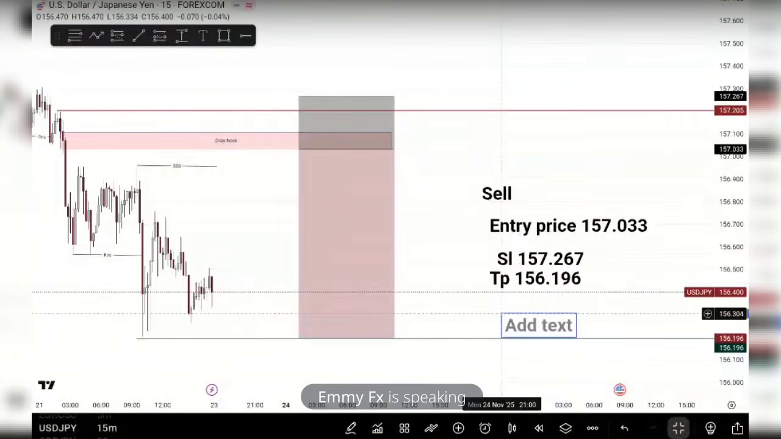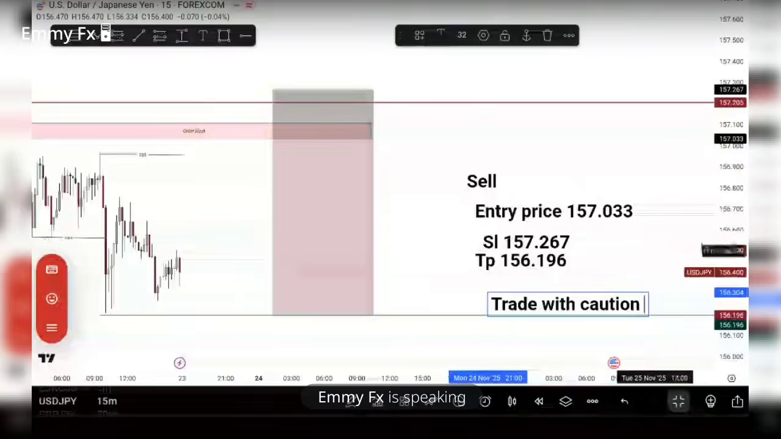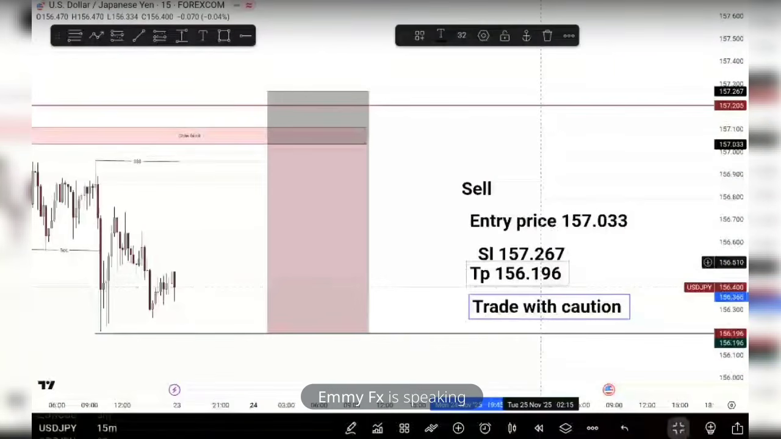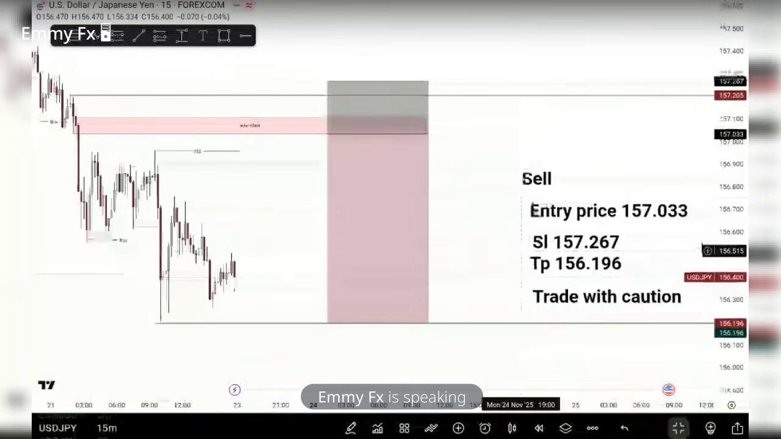Please, you need to trade with caution. What I mean by caution is that you need to trade with proper risk management, because markets could move away from speculation.